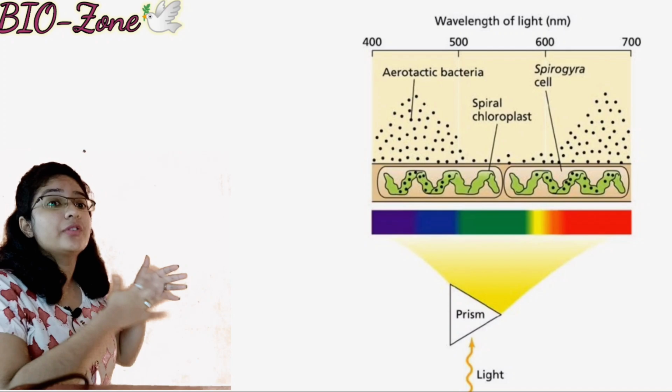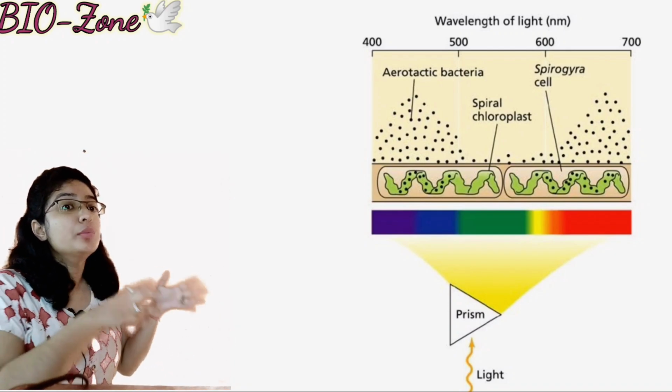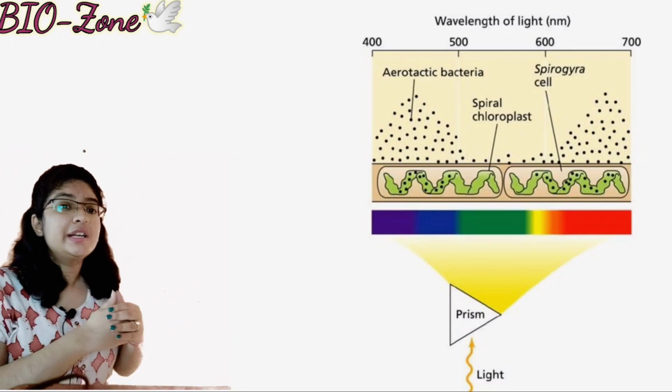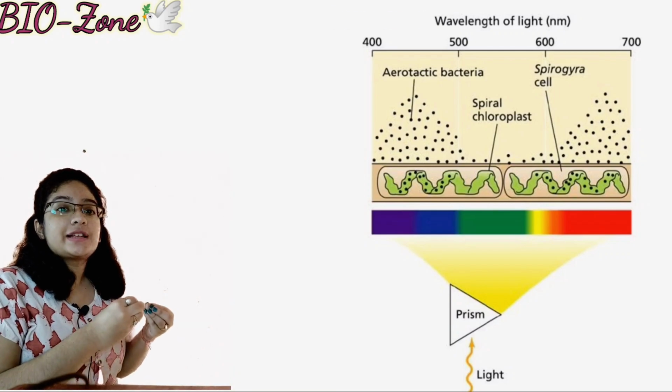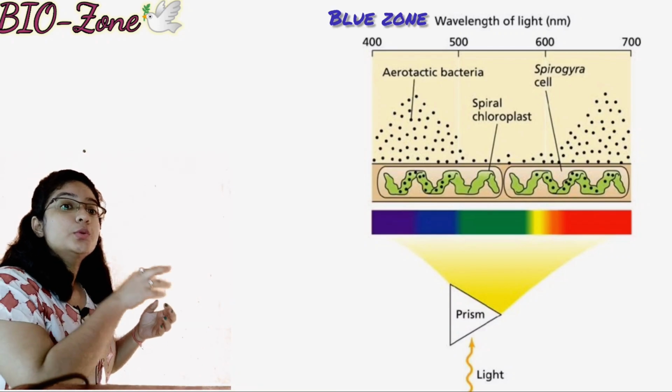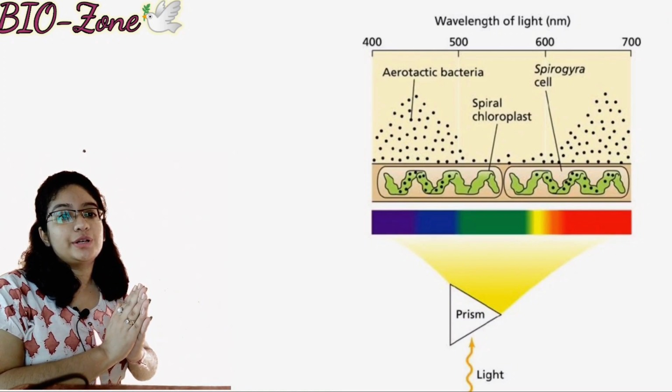Now these 7 different lights strike different regions of the jar and illuminate it. Now what did he see from here? He saw that the aerobic bacteria were accumulating in the blue light and the red light range. Now why are the aerobic bacteria accumulating?